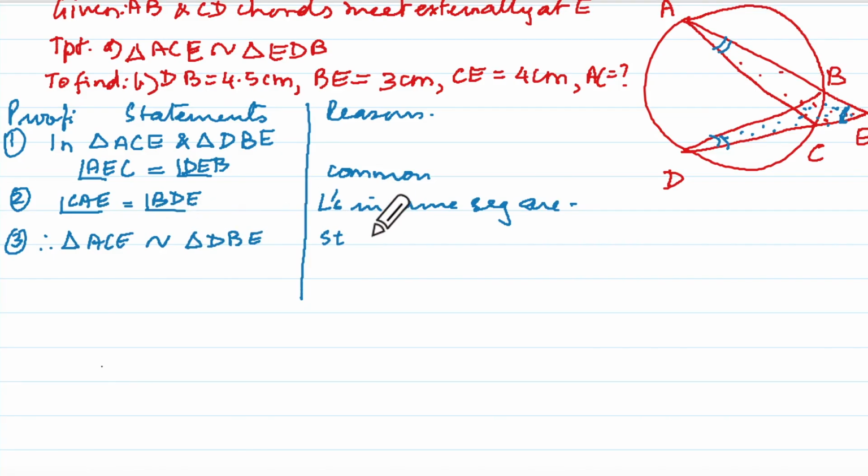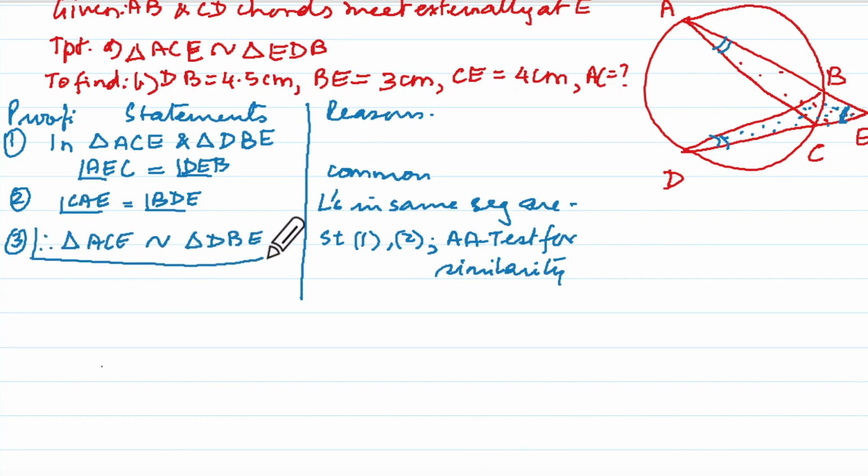The reason will be statement 1 and 2 and AA test for similarity. In the exam write similarity. Do not make any excuses over there. Remember, there is no substitute for hard work to get your full marks. So this is your proved, and what we'll say A.